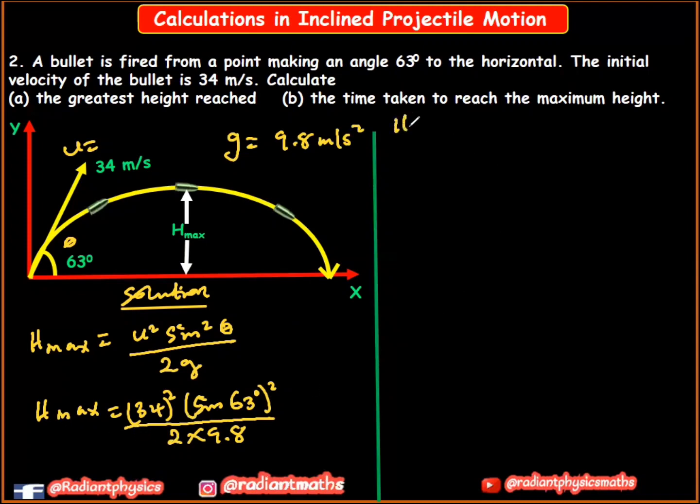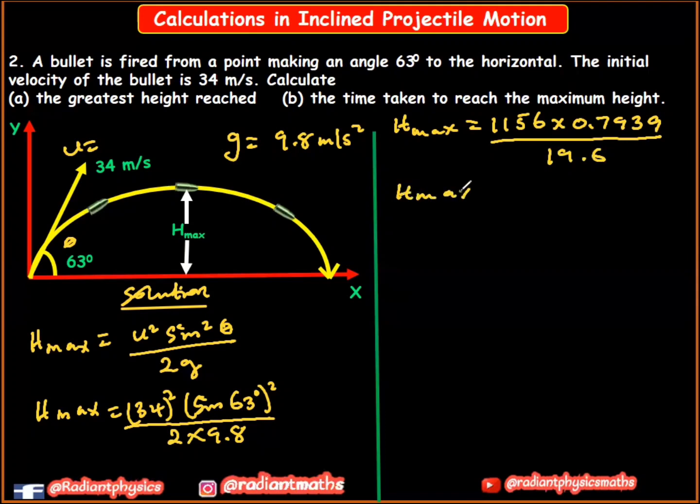So let's continue here. The square of 34 is 1156, times sine 63, and then we square it from the calculator. Sine 63 is 0.8910, and when we square it, we are getting 0.7939, then divided by 2 times 9.8, so this is 19.6.